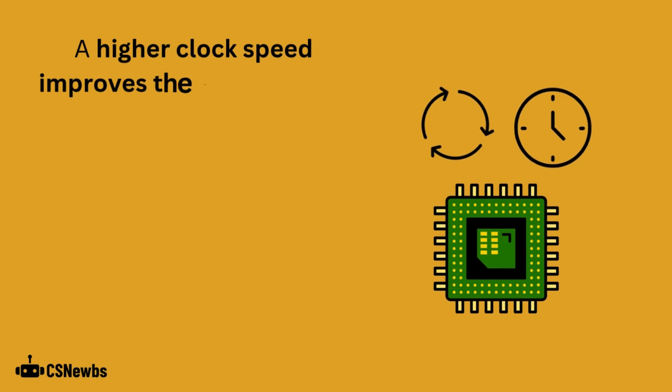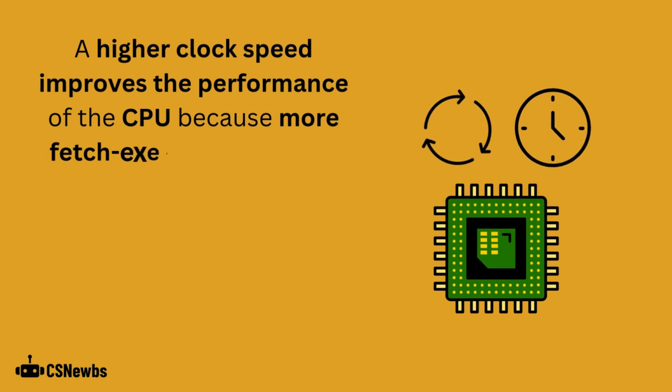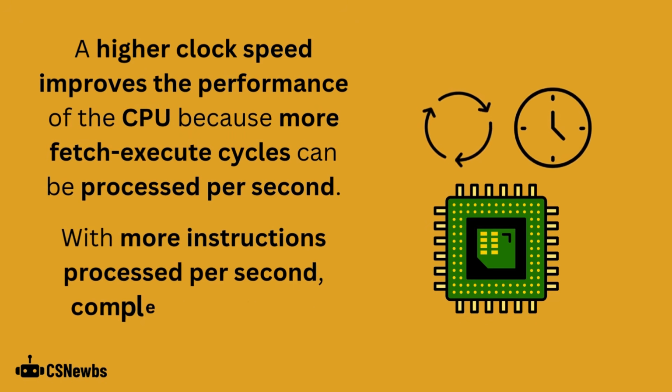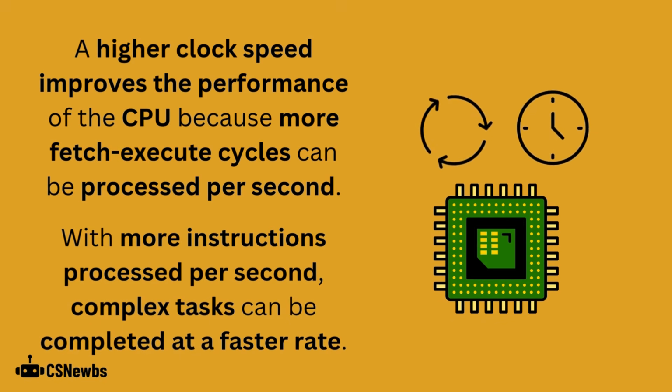A higher clock speed improves the performance of the CPU because more fetch-execute cycles can be processed per second. With more instructions processed per second, complex tasks can be completed at a faster rate.